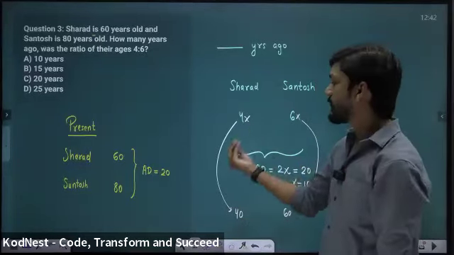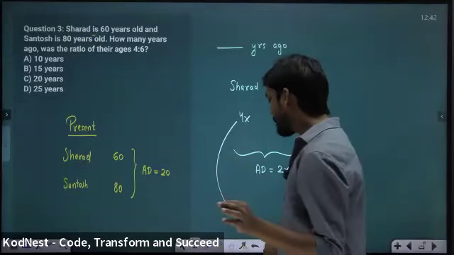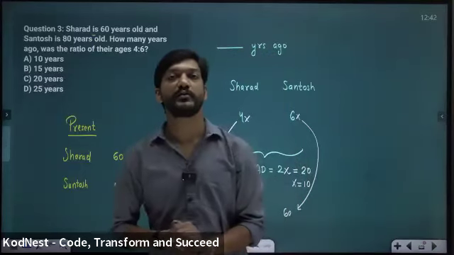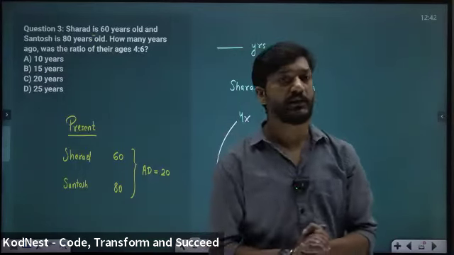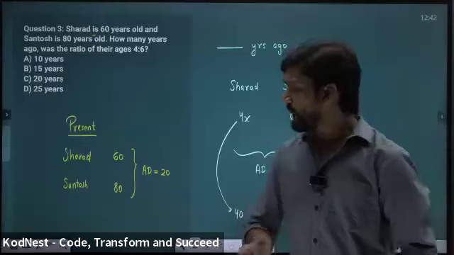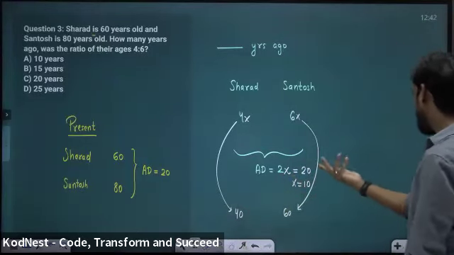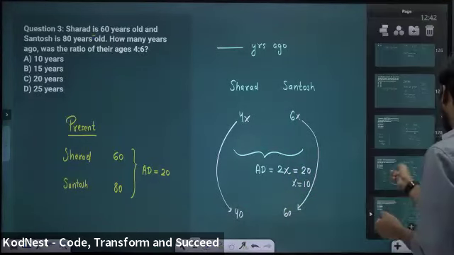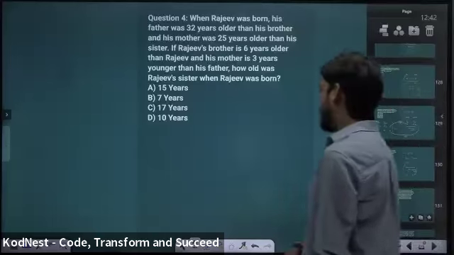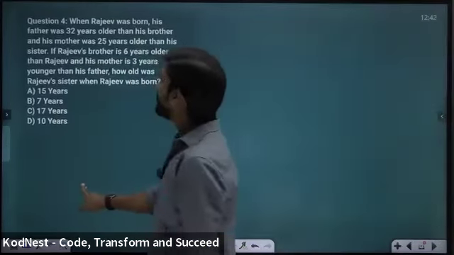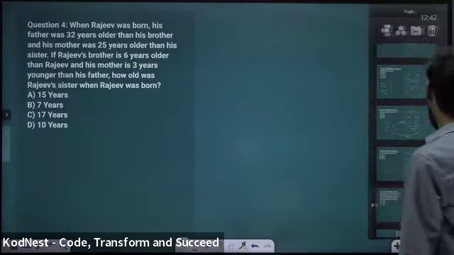So this way you have to carefully observe the values: age difference, whether it is given or not given. If it is given, it is going to be the most important value in the question. After that, you can solve it without a variable or with a variable. That is your approach. All right, let's take one more question. Please try this question.